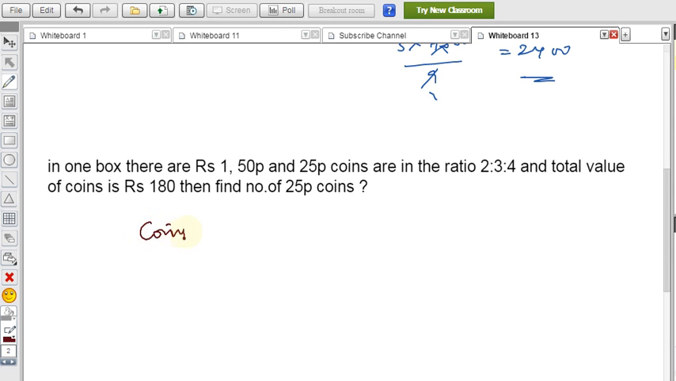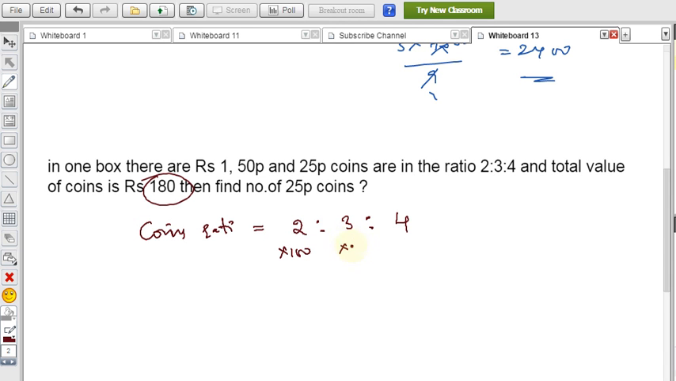So first the coins ratio is 2:3:4, right? From this you have to convert into the value, because they gave the value here. Rupees 180 is the total coins value. So we need to convert into the values. But the first ratio is related to rupees, and the second and third are in paisa. So the ratio should always be in the same units. So just multiply with 100.